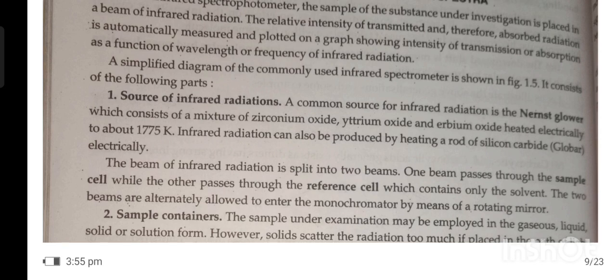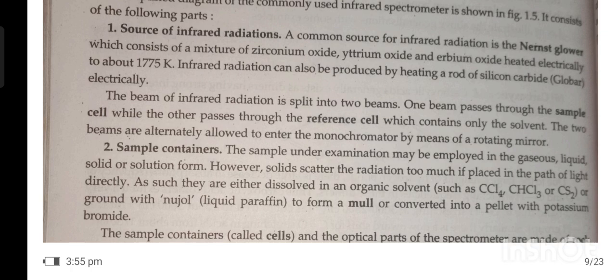The beam of infrared radiation is split into two beams. One beam passes through the sample cell while the other passes through the reference cell, which contains only the solvent. The two beams are allowed to enter the monochromator by means of a rotating mirror.